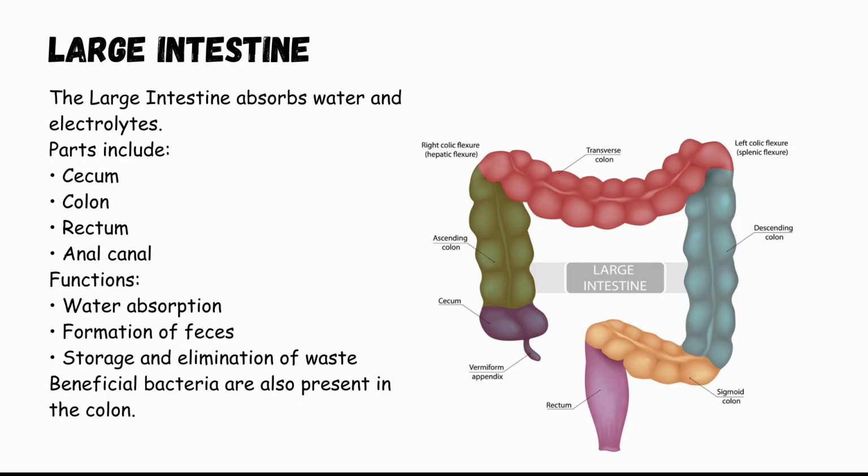After water is absorbed, the remaining material becomes solid waste known as feces. The large intestine also contains beneficial bacteria that help in fermentation and vitamin production, particularly vitamin K and some B vitamins. Finally, feces are stored in the rectum until they are expelled through the anus.